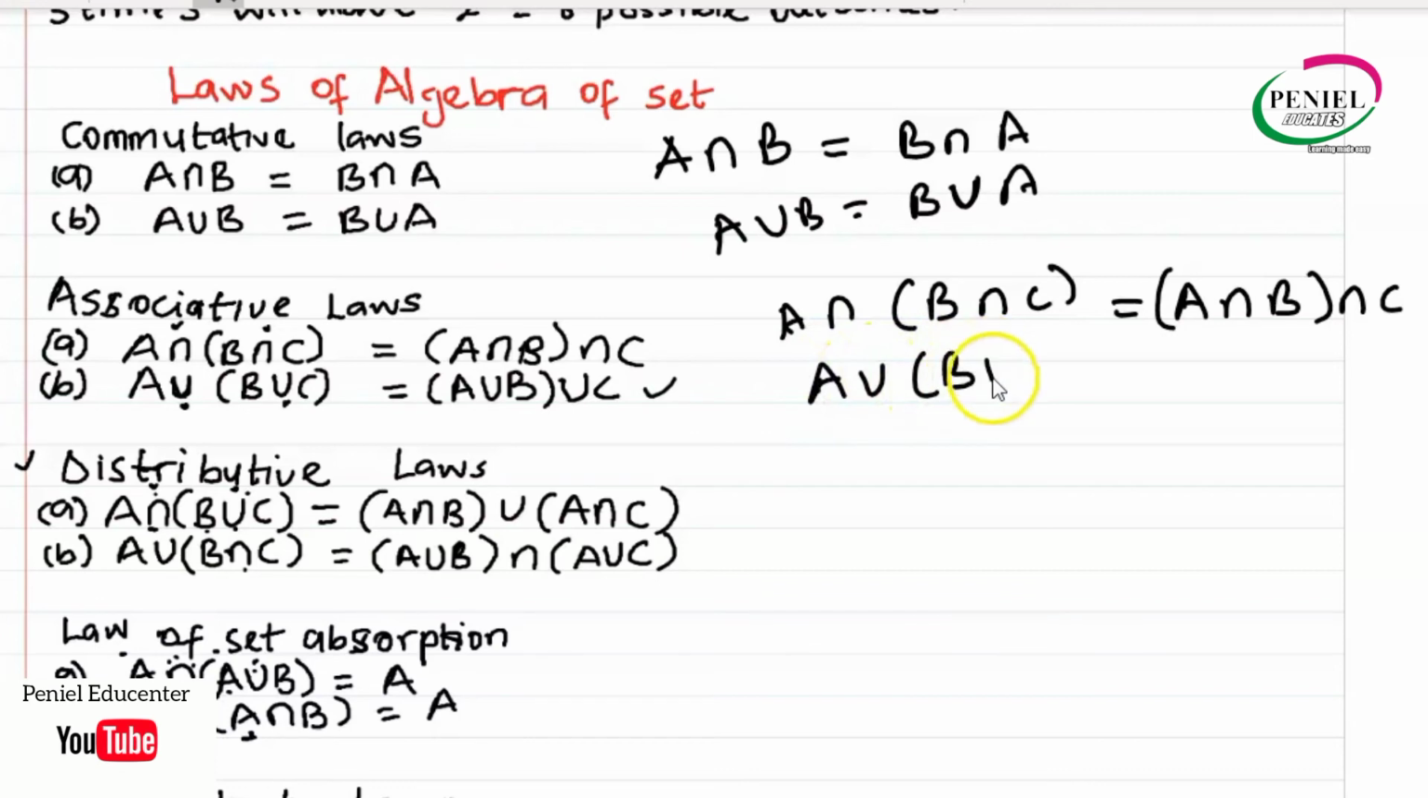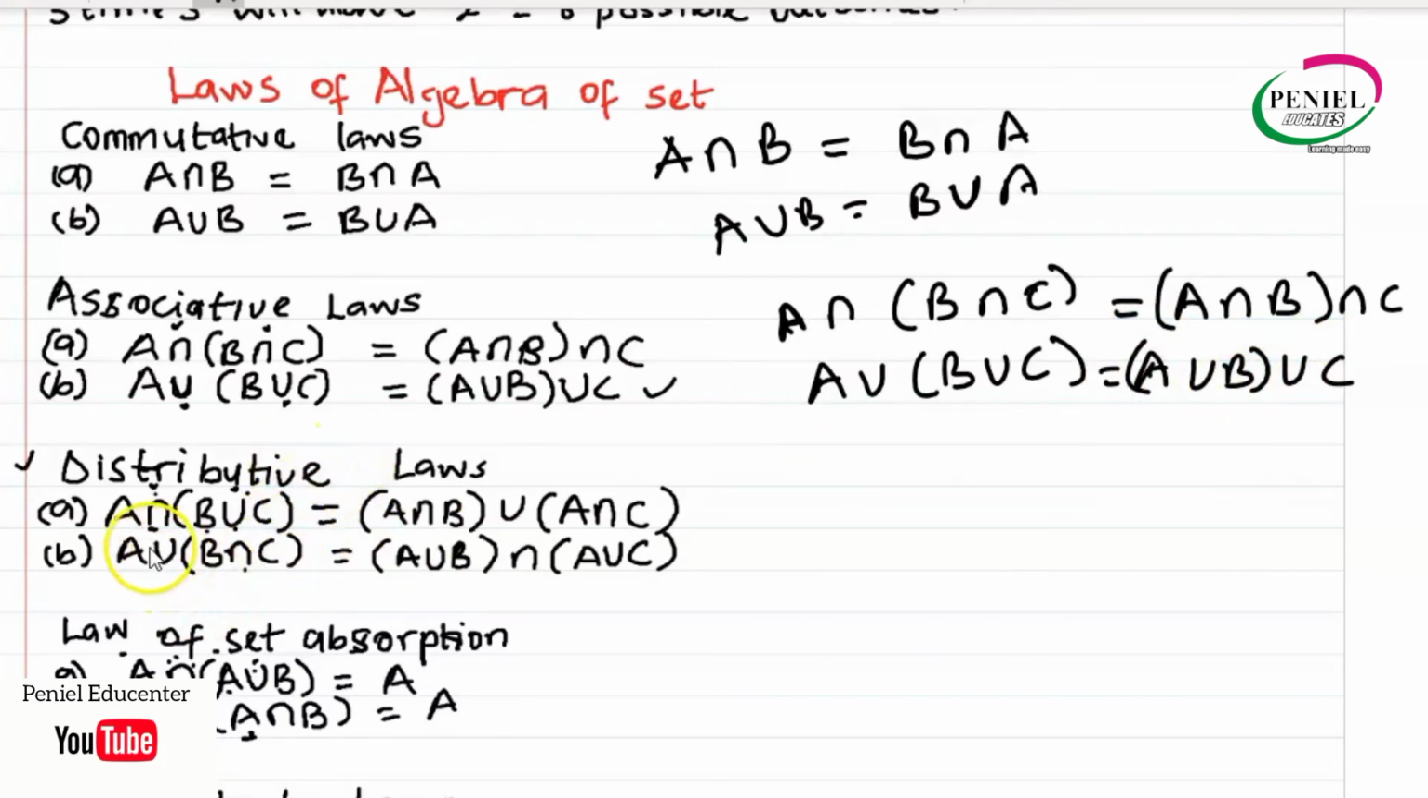B union C, right? Don't forget they are different sets. A is different from B, B is different from C. So the union also is going to give us A union B, everything union C. All right, so we have distributive law.